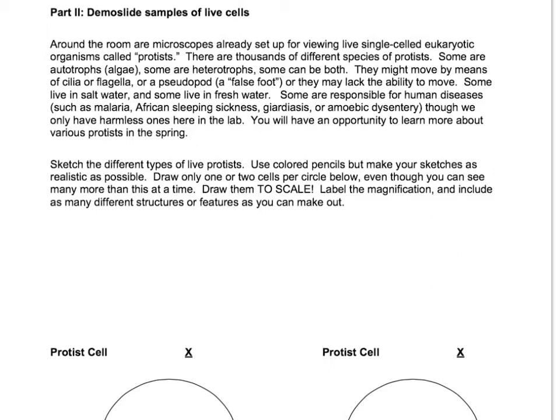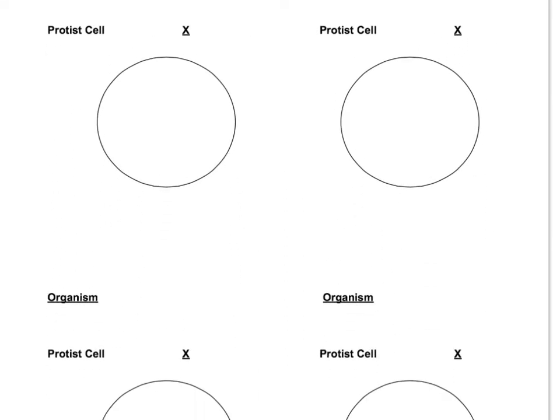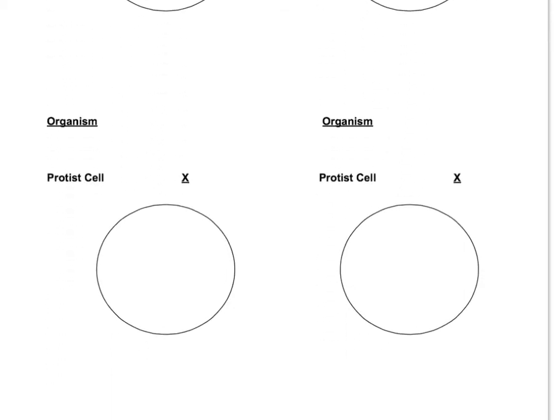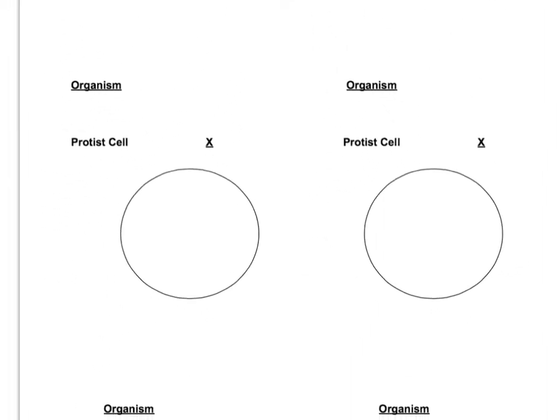When you went down and looked at your demo slide samples of the live cells, I asked that you draw 6 different organisms, or 6 different protist cells. Now, all of these cells that you drew were eukaryotic. An easy way to remember this is that you are not a pro. If you remember that you are not a pro, it'll help you a ton.